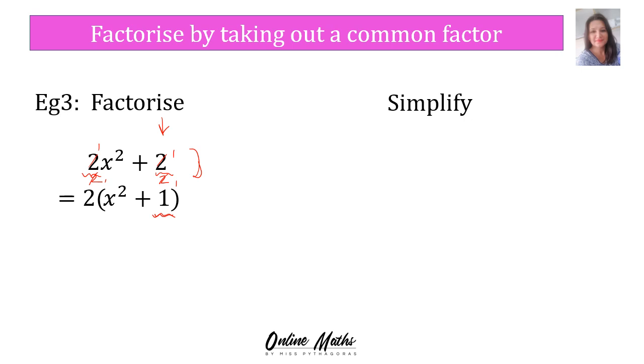And then we can quickly simplify and just see whether this is correct. So there's our factorized answer. And we multiply. 2 times x squared is 2x squared, and 2 times 1 is 2.